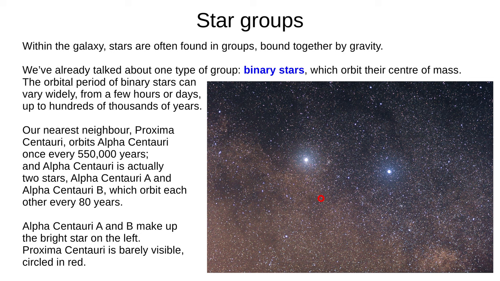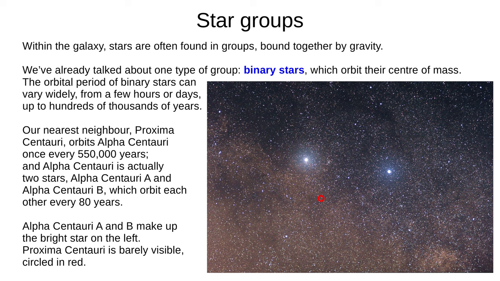Next, we'll discuss three types of star groups, groups of stars bound together by gravity. The first is binary stars. These are pairs of stars which orbit their common centre of mass. Our nearest neighbour, Proxima Centauri, orbits Alpha Centauri every 550,000 years. In 1689, a Jesuit priest, Father Jean Richaud, discovered that Alpha Centauri is itself a binary star.